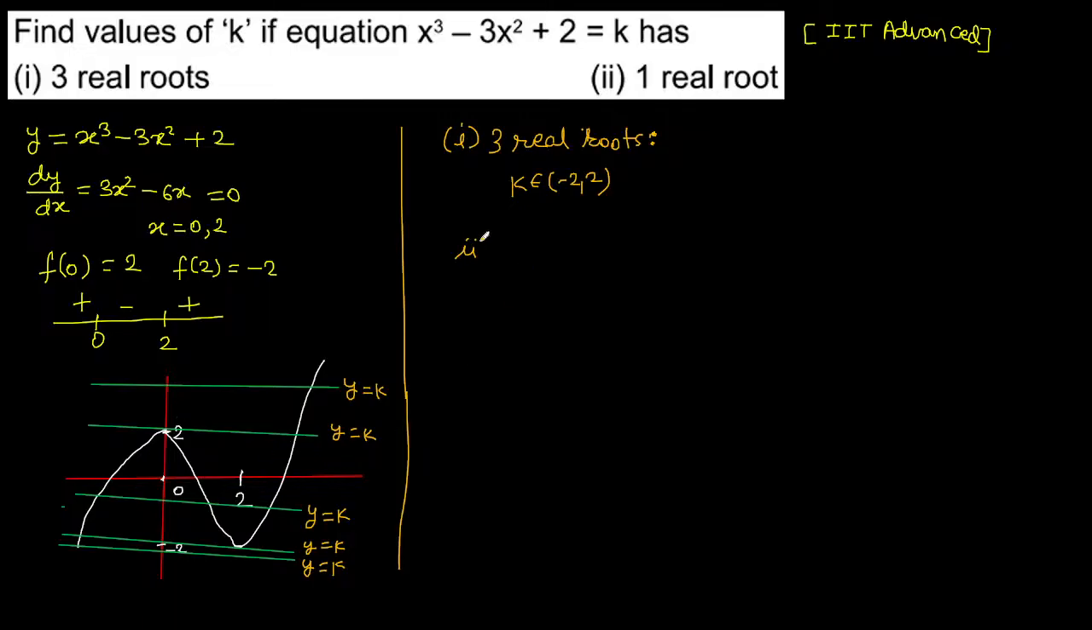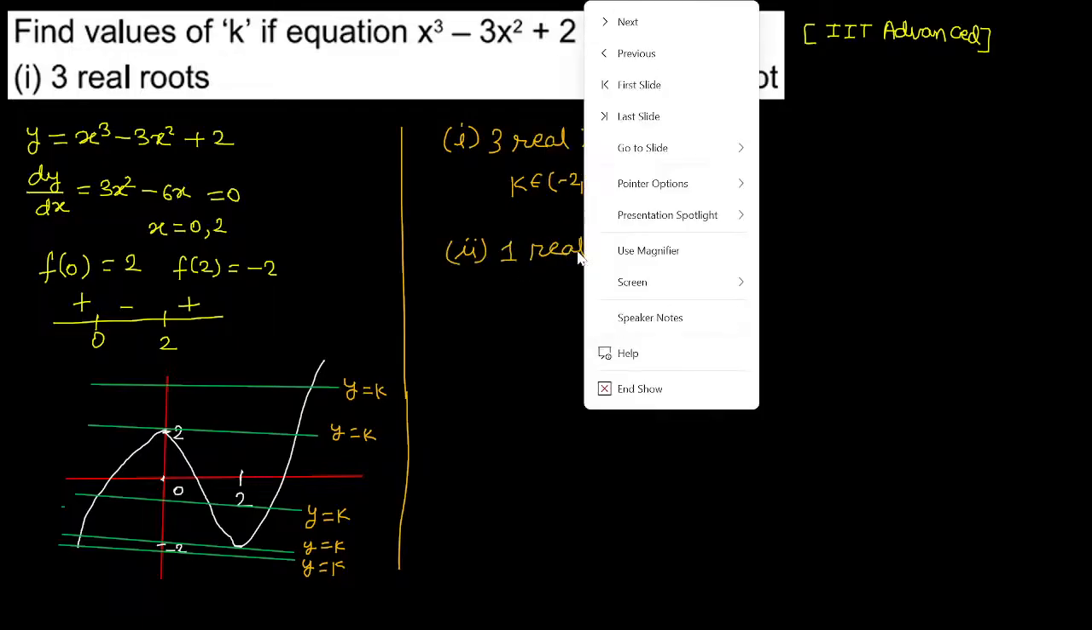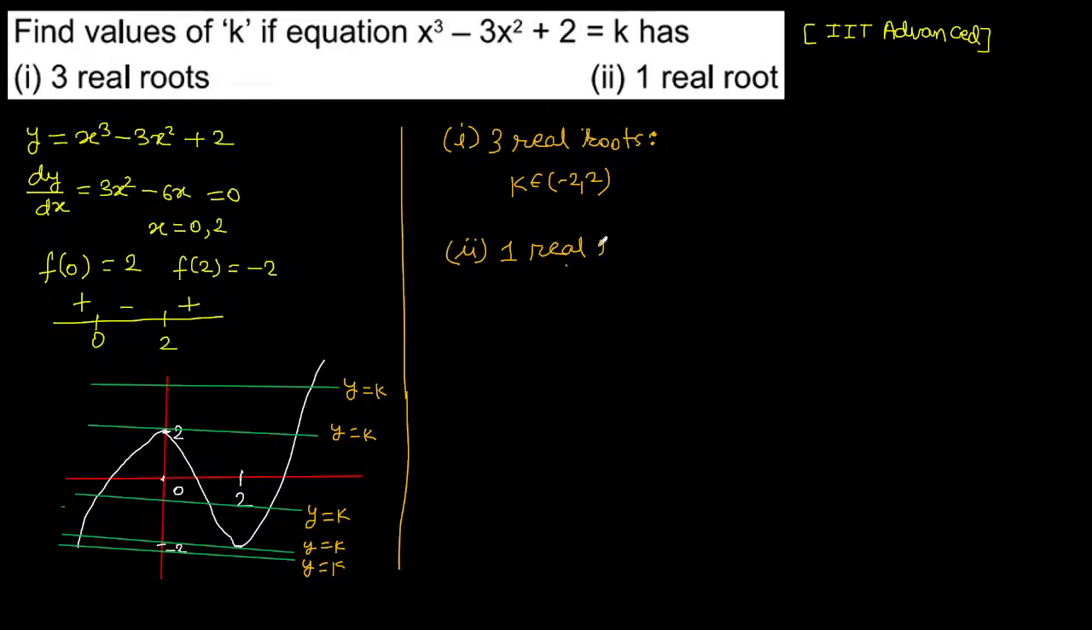Second, one real root. When k is bigger than 2 or k is less than minus 2, when we are on this side or this side, we have only one real solution. I think you got it.